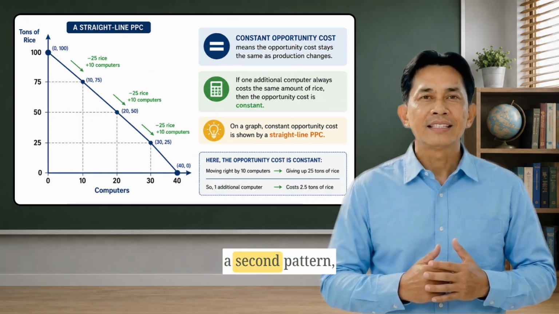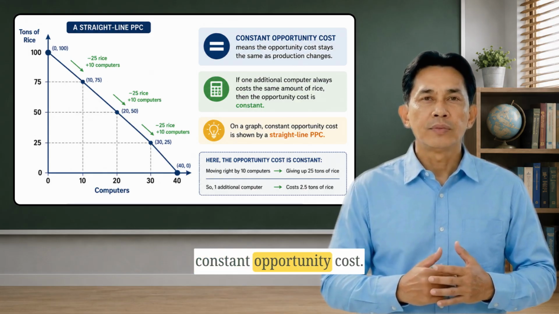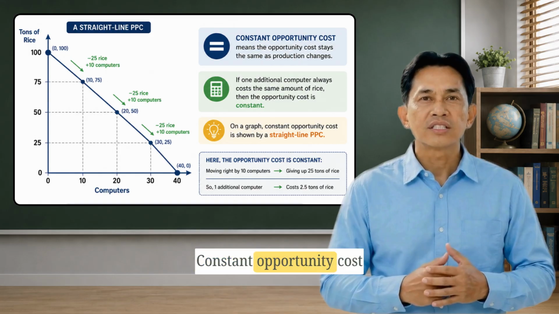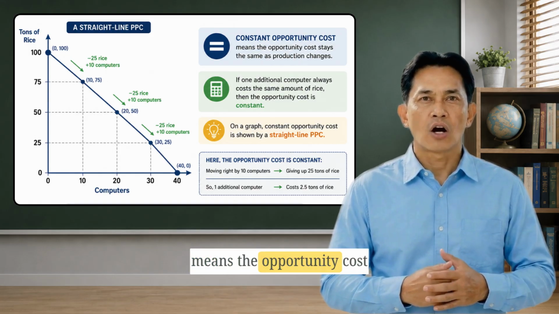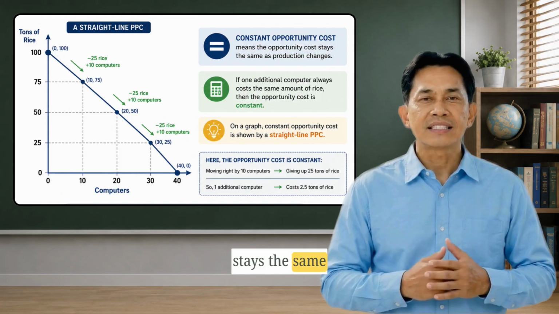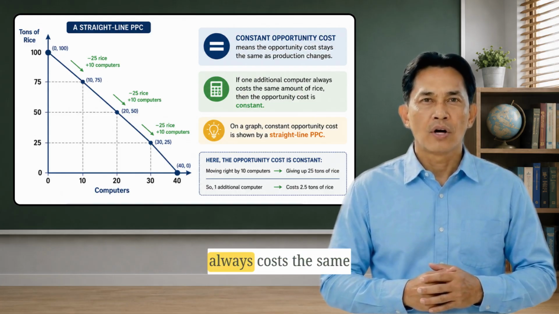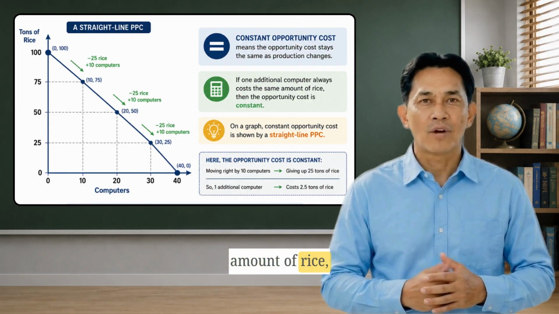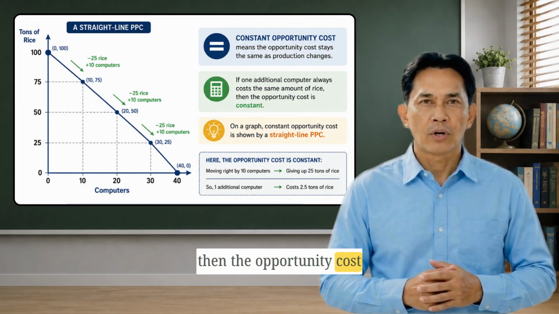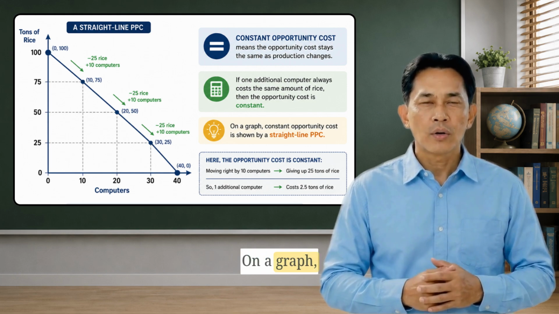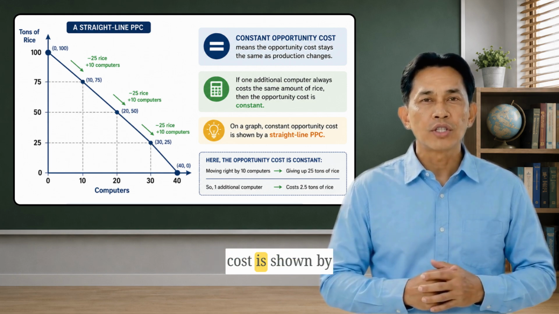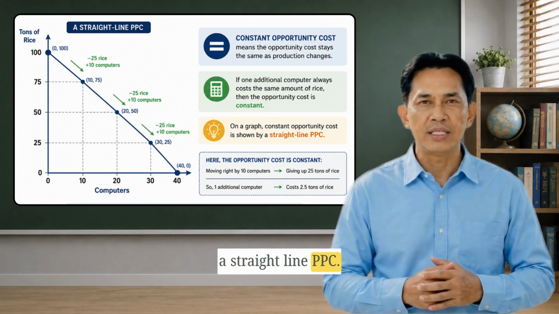Now let's look at a second pattern, constant opportunity cost. Constant opportunity cost means the opportunity cost stays the same as production changes. If one additional computer always costs the same amount of rice, then the opportunity cost is constant. On a graph, constant opportunity cost is shown by a straight line PPC.